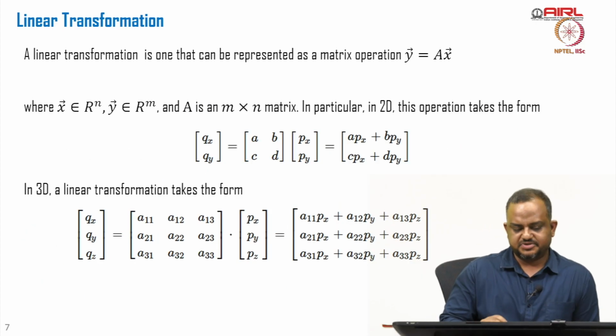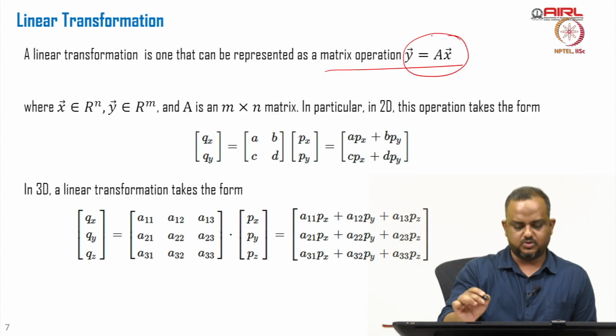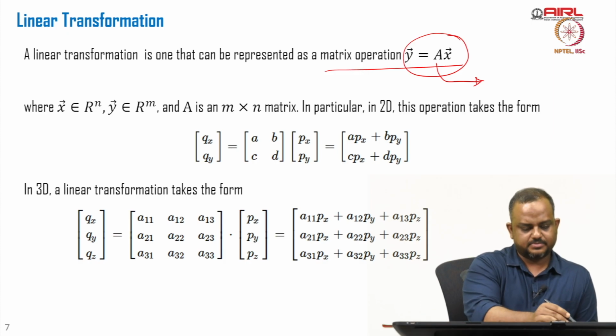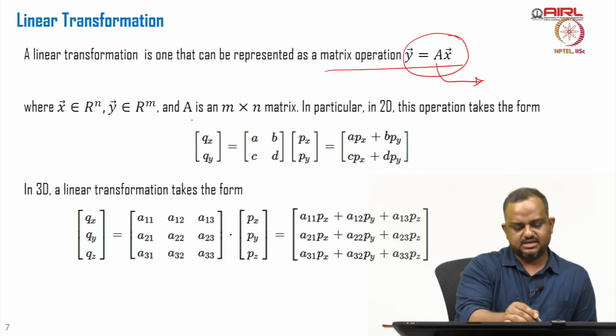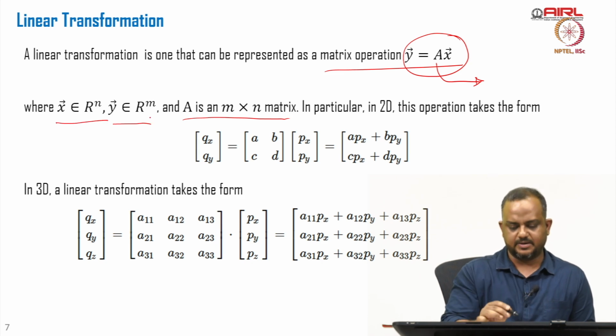So a linear transformation is one that can be represented as a matrix operation y equal to Ax. The structure or the property of A defines how the outcoming vector will be related to the original vector x. A is a kind of m cross n matrix when x belongs to an n dimensional space and y belongs to an m dimensional space.